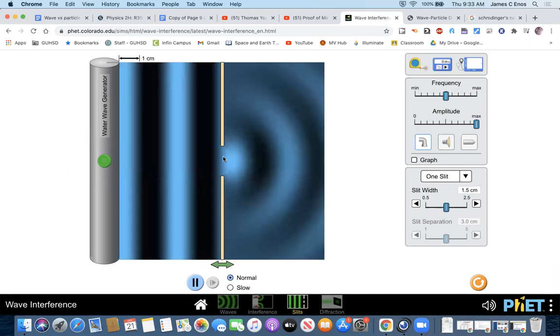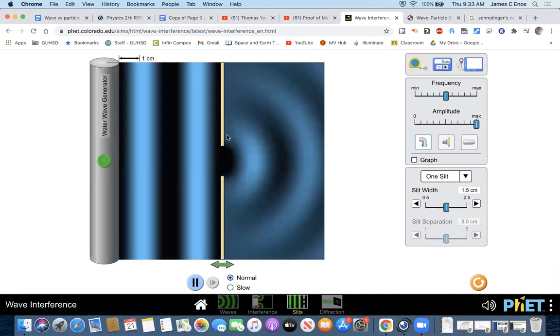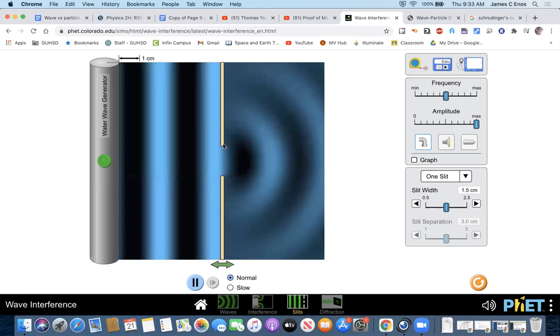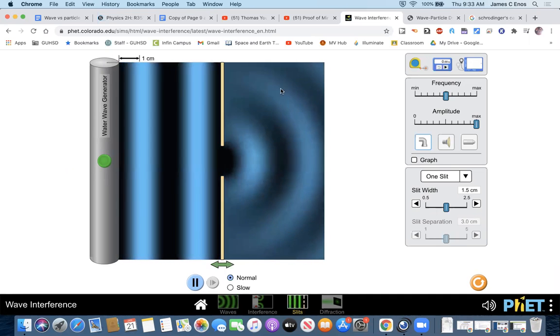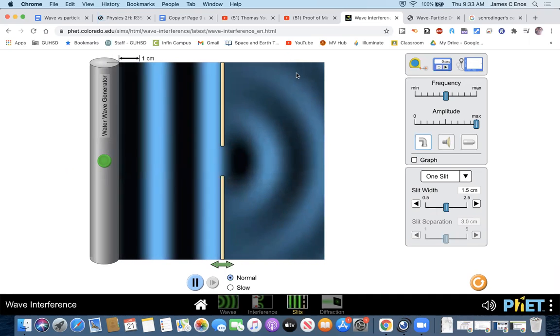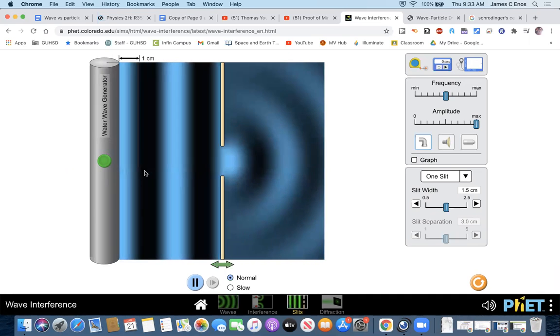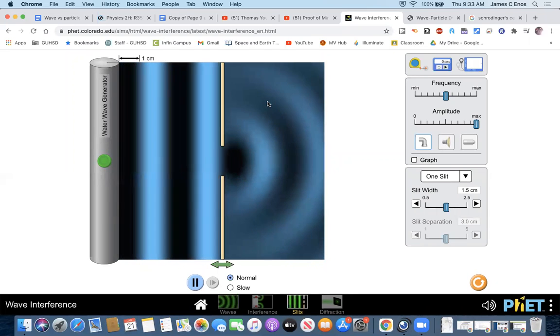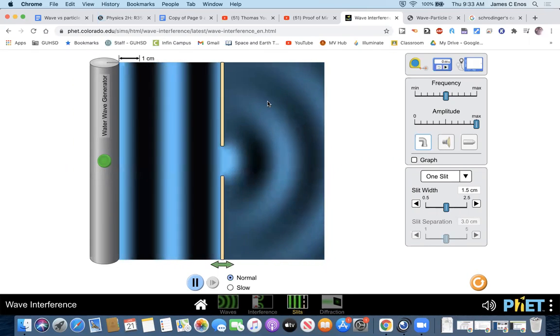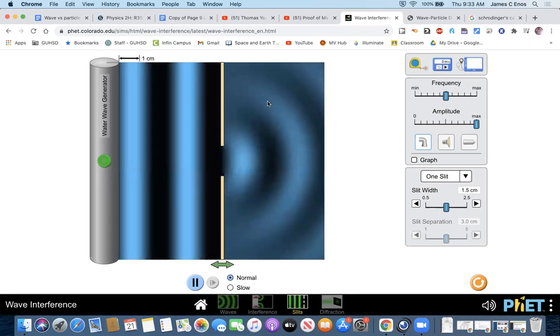That's just where this wave comes out and it spreads out, where this wave coming from this slit is able to go up and up, where before the wave was only going to the right. Now some of the wave is going up. So that's this diffraction of light, or of waves.